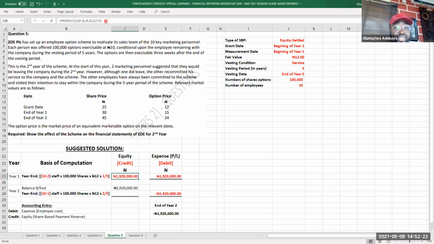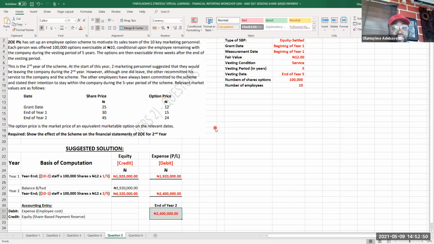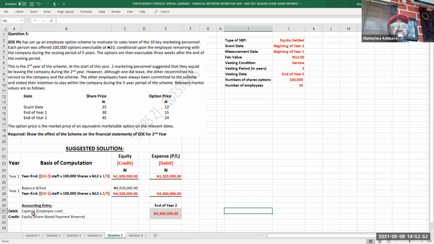Therefore, I copy my formula here, and the only variable that is changing is the estimate from 8 to 9, and also cumulatively expense should be recognized for 2 years. And this is it, which means in year 2 alone, what is key is that 2.4 million should have been recognized as our expense in our profit or loss and credit in our equity position. Can you see how simple it is?